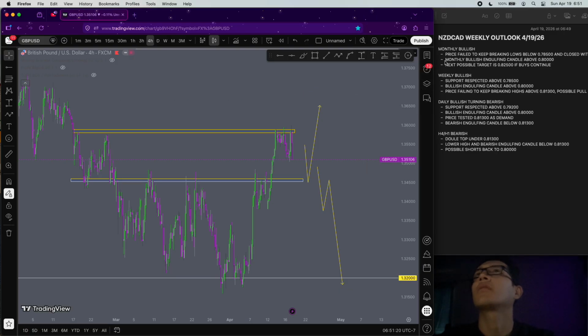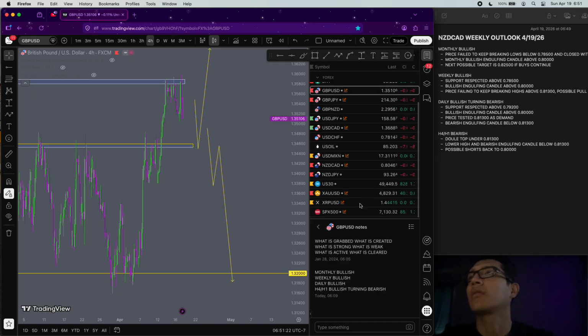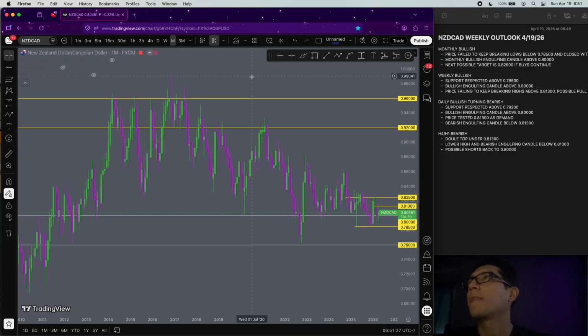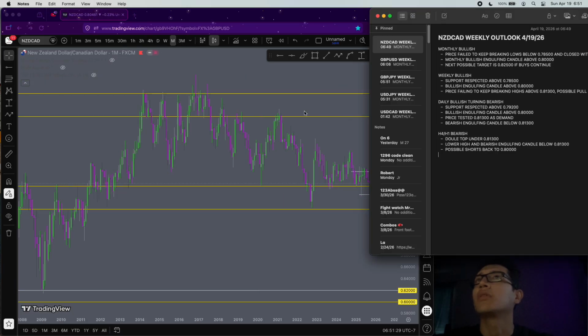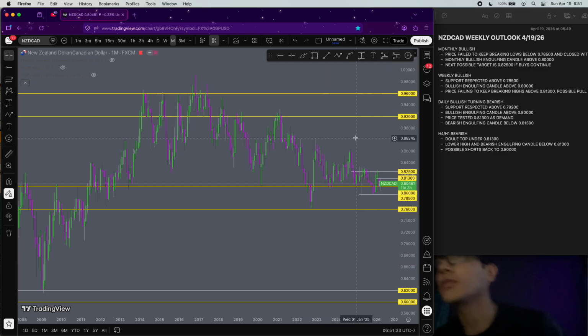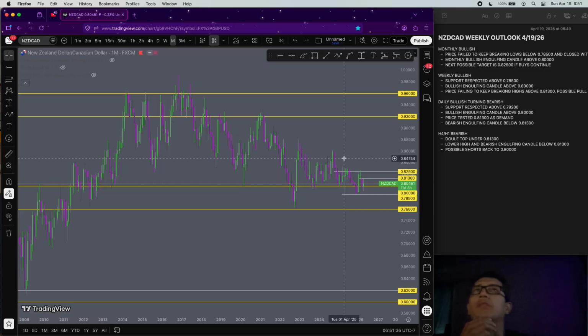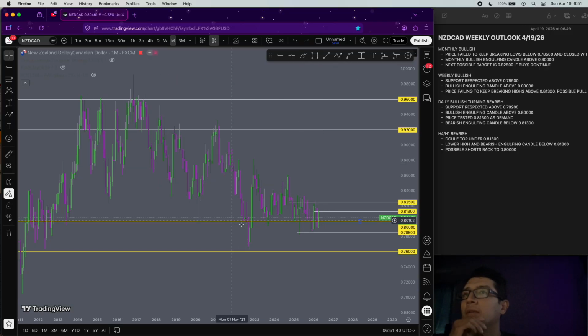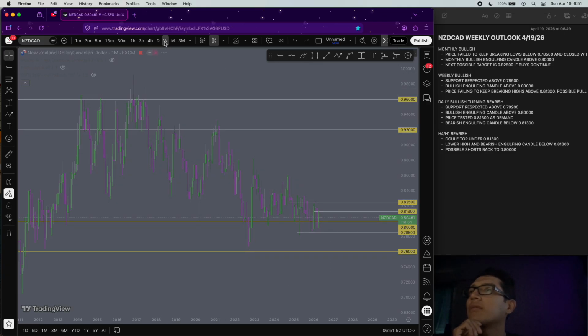NZDCAD. Let's start off on the monthly time frame on NZDCAD. You can see bullish, daily bullish turning bearish, H4, H1 bearish. And it's early too, by the way. The market has not opened. It opens later on. It's Sunday, but I kind of wanted to upload this video when the market opened, but since I'm done already, might as well do it now.